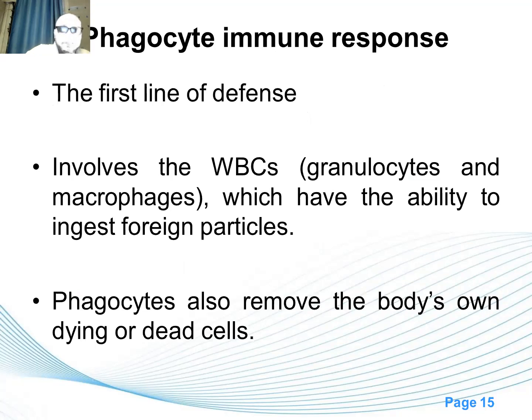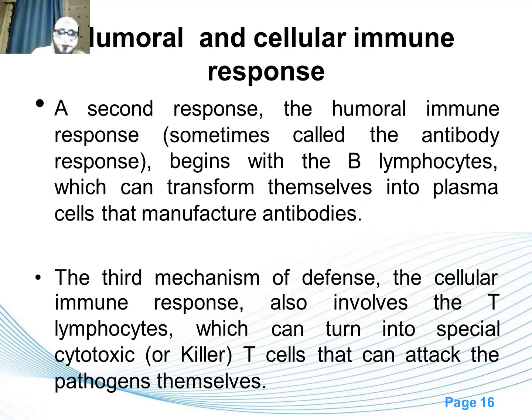So let us look at the phagocytic immune response. It is the first line of defense, and it involves white blood cells, the granulocytes and the macrophages, which have the ability to ingest foreign particles after engulfing them. The phagocytes also remove wounds and dying or dead tissues. That is what is called the process of apoptosis.